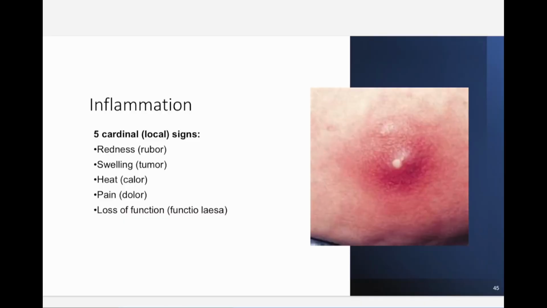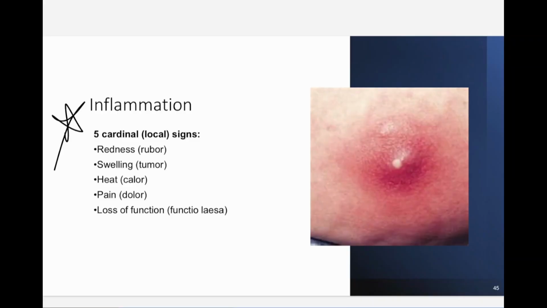You have to know these 5 signs. I would know them in English and Latin because you'll hear both. Not in this class, but in physical diagnosis and other classes, you'll hear both words. So the 5 cardinal signs, and we're going to go through each one and figure out why the patient is getting these symptoms. The first one is redness, or rubor. You can see it's red. Swelling. Heat, or calor: if you touch this, it would be very warm to the touch.